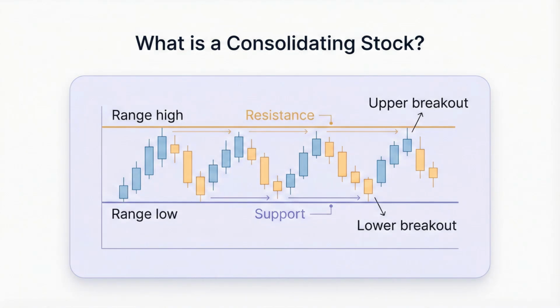The material also notes that within this consolidation context, you can think in two directions, an upper breakout above the range high or a lower breakout below the range low. That's why screeners often show both upper breakout and lower breakout ideas connected to consolidations. For trading, the job is to decide which side is more likely, but more importantly, to wait for price to actually confirm by breaking and holding beyond the boundary.